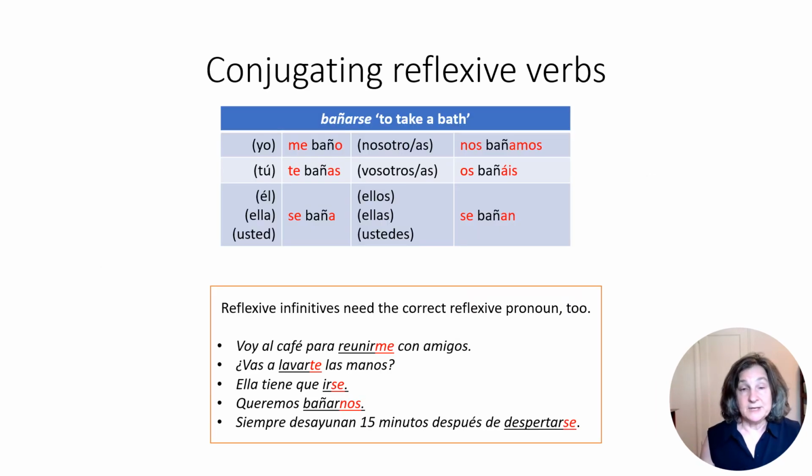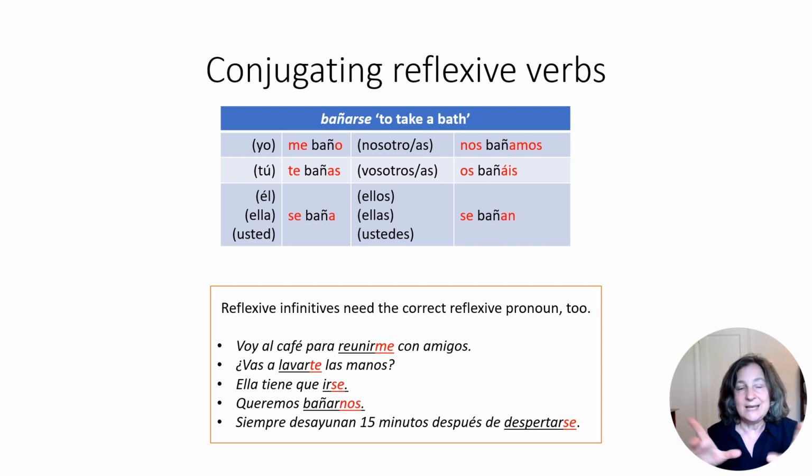When you conjugate a reflexive verb, you have to make sure to use the correct reflexive pronoun. So, me baño, I take a bath or I bathe myself. Te bañas, you take a bath or you bathe yourself. Se baña, nos bañamos, os bañáis, se bañan, etc. And the normal subject pronoun can be used, but it's optional. So you could say, if you want, nosotros nos bañamos. So we bathe ourselves. But as usual, we usually don't bother with the subject pronoun. So when you conjugate these verbs, you have to focus both on getting the correct reflexive pronoun and also the correct verb ending. They have to harmonize.